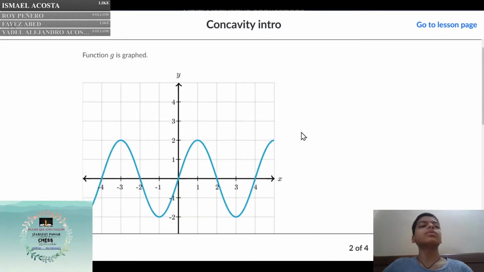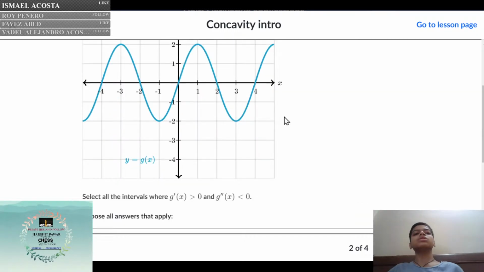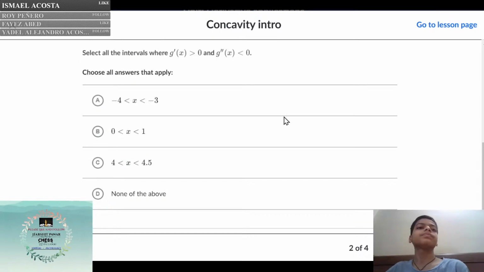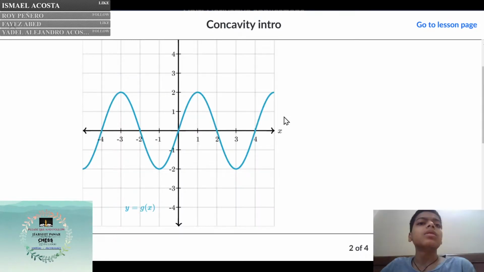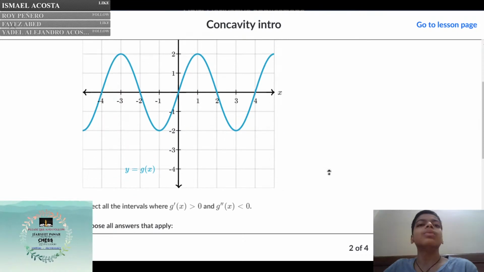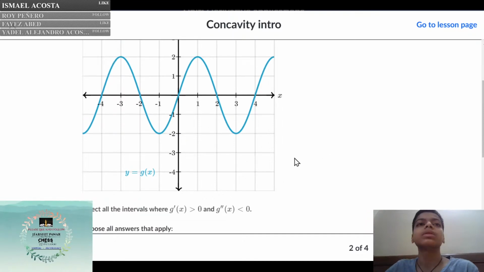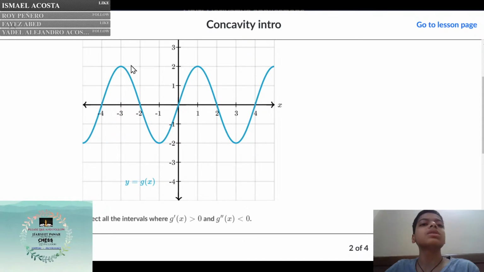Next, function g is graphed below. Select all the intervals where g prime of x is greater than 0 and g prime prime of x is less than 0. Okay, so our slope should be increasing and the graph should be concave down. Let's see, from -4 to -3 we are increasing over this interval and our second derivative here goes from positive to negative. It should be negative to positive.